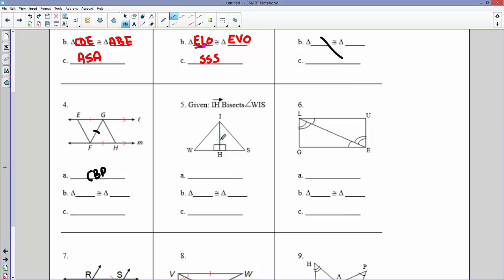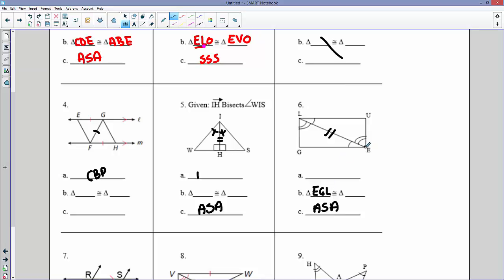Okay, IH bisects WIS. That means these two are congruent. We get a shared side here, ASA. That's down here. Okay, I'm not going to write the triangle congruence, so you can figure the rest of that out. This shares a side, and therefore it's ASA. This is a tough one, so I'm going to do this one. I'm going to do the left triangle, which is EGL.